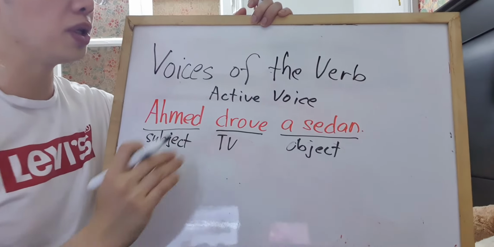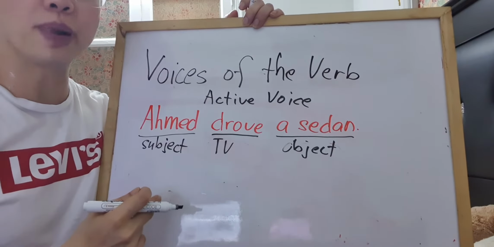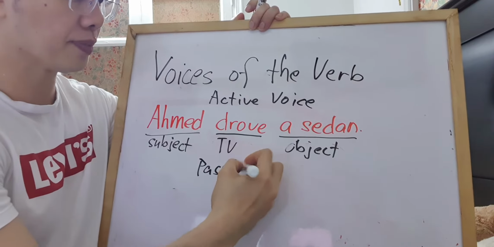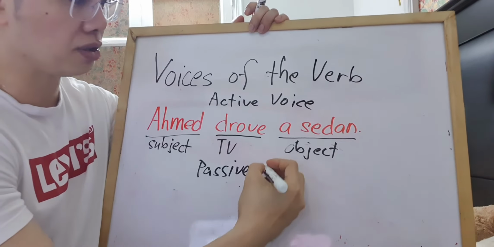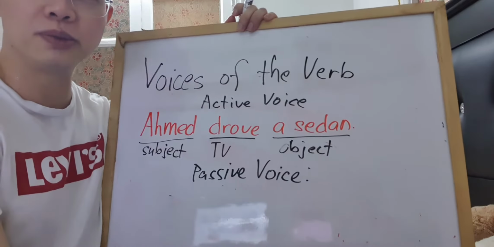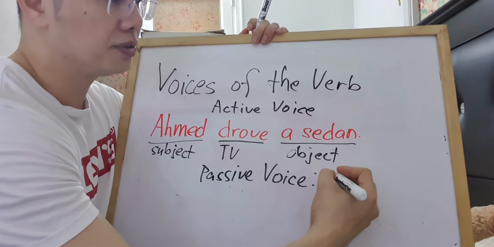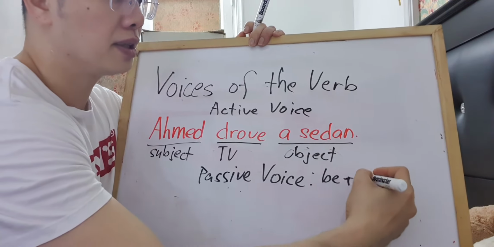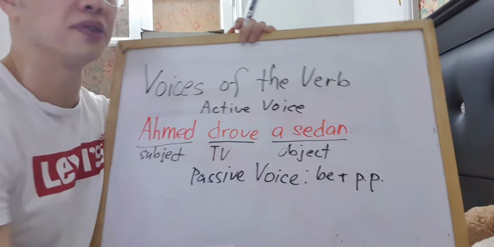So what do we do to change this to passive voice? Before that, let me refresh you on the form of the passive voice. The passive voice is always be plus the past participle form of the main verb.